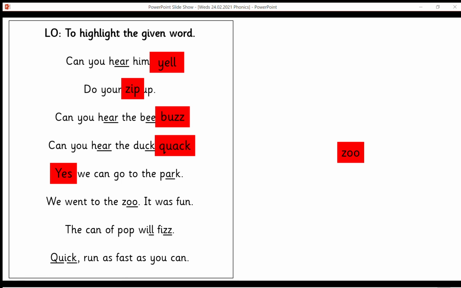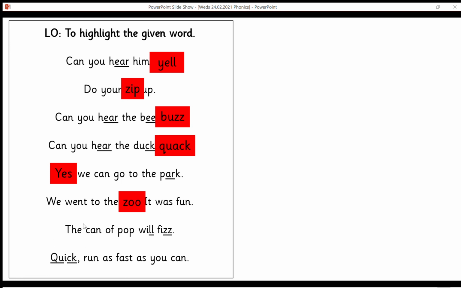Here's a clue. Let's see if you're right. Super work. Okay, right. Rex robot arms ready. Two more to go. Off we go.